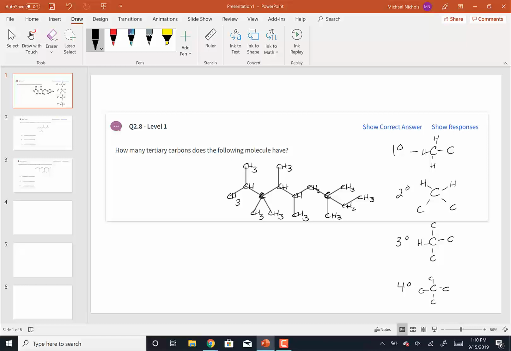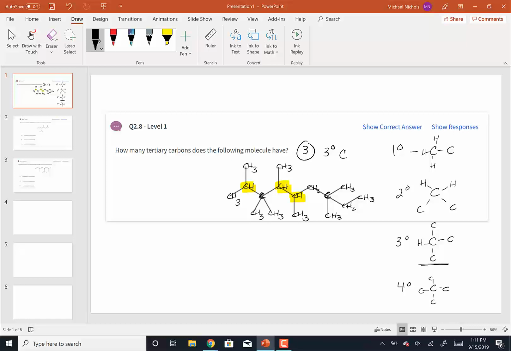So if the question is how many tertiary carbons are there, we're basically looking for CHs. And so if I go from left to right, there's 1, 2, 3, and that's it. So in this case, there are 3 tertiary carbons.